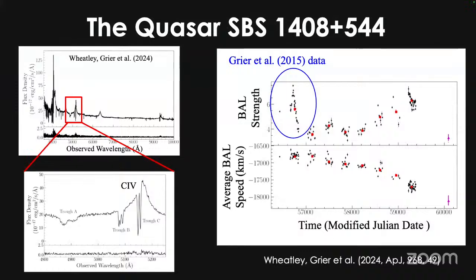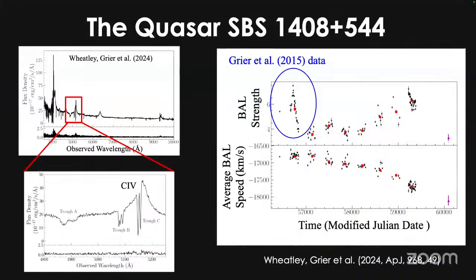But when we looked at the average BAL velocity, we noticed that there was a very strong trend here. The BAL was moving blueward, so higher velocity. So it was increasing in its velocity. And that's something we actually weren't expecting to see. We've actually done searches for this exact phenomenon before, looking for shifts in the velocity of BALs. And there have been around a dozen candidates that people have reported for this kind of acceleration.